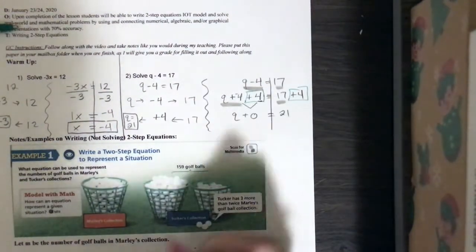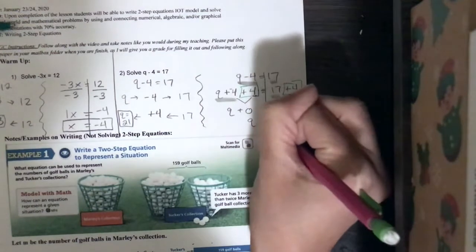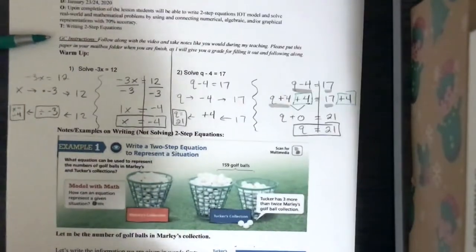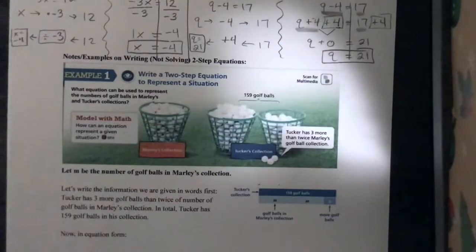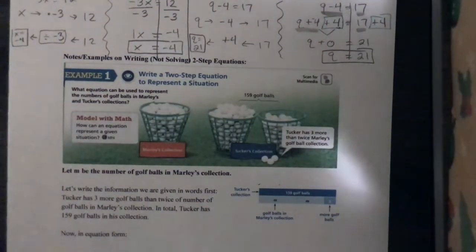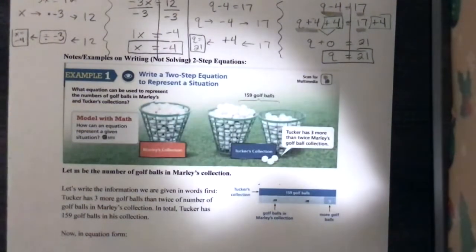And we know 0 plus anything is what we started with, so q equals 21 is our answer. Alright, so that's solving one-step equations. What we're going to do today is look at writing two-step equations. We're not going to solve them this week. That's what we're doing next week. We just want to work through setting it up.